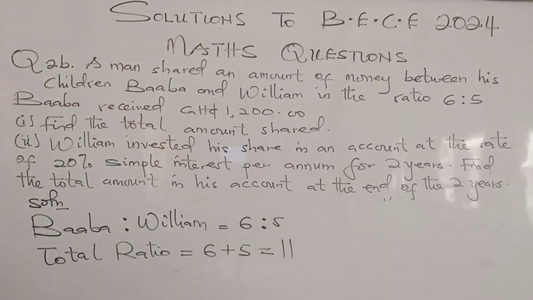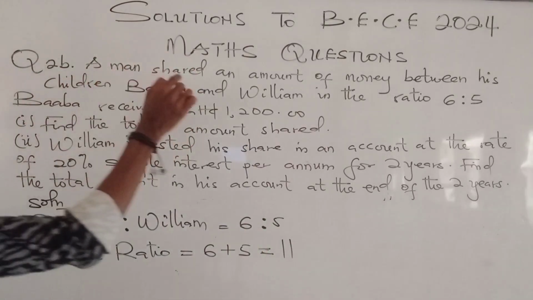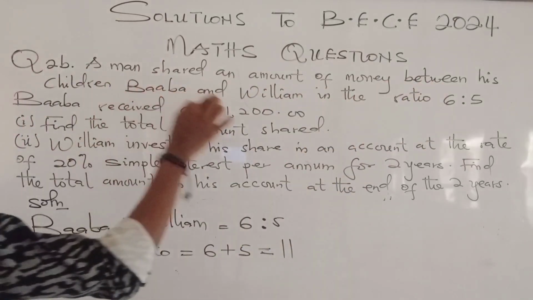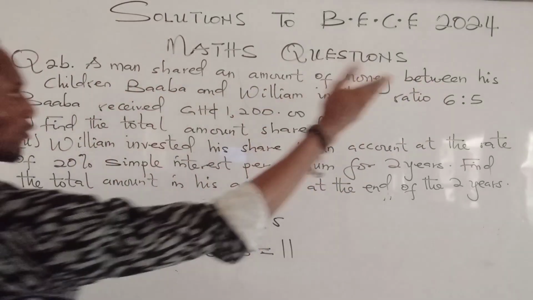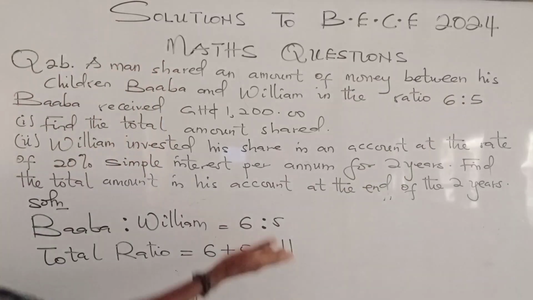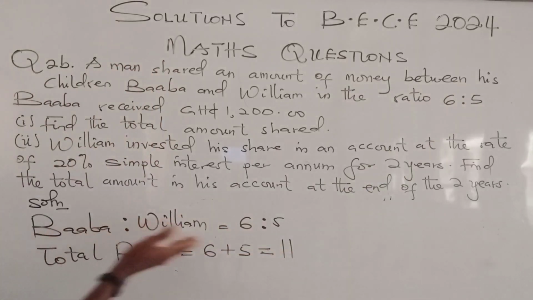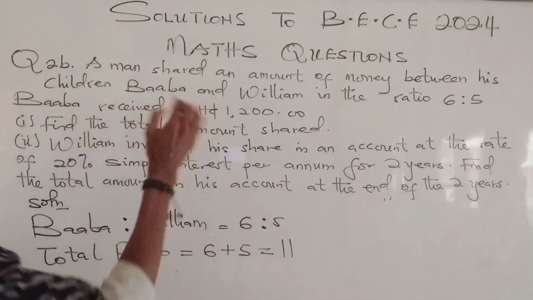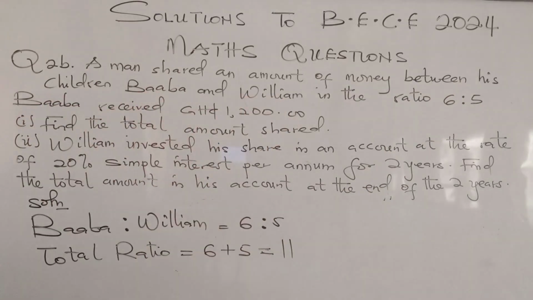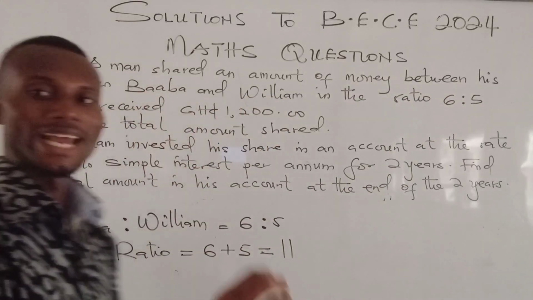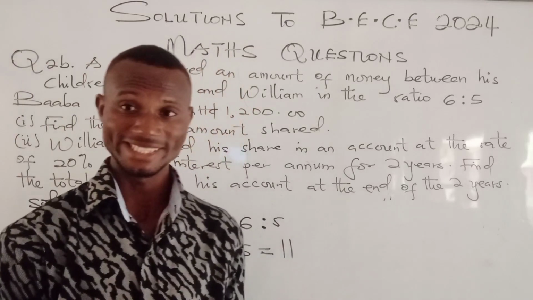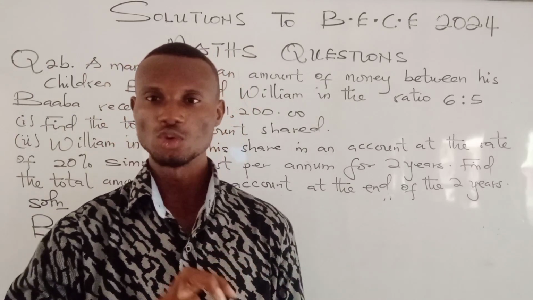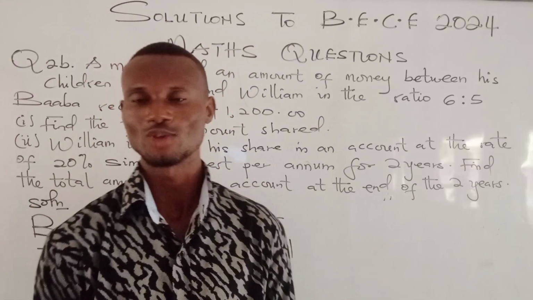So now it says that a man shared an amount of money between his children, Baba and William, in the ratio 6:5. So we've written the ratio down: Baba is to William equals 6:5. It says that Baba received 1,200 Ghana cedis. The amount that Baba received has been given, which is 1,200 Ghana cedis. So let's write that down also.